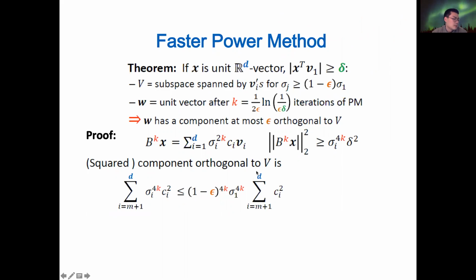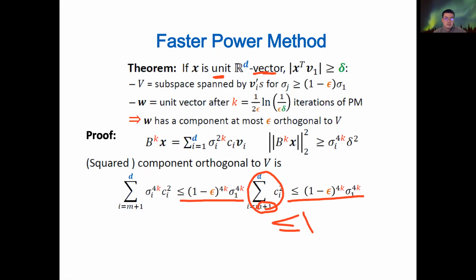In this m plus 1 to D, each term is less than or equal to this. So if we put this, then this becomes an upper bound constant, and we can take this out, and then the summation becomes this. Now we want to get rid of this term. We know that C1, C2, C3, etc. are the coordinates of the unit vector x. Since x is a unit vector, the sum of the squares of its coordinates equals 1. And if you miss some items, the first n items, this thing is less than or equal. That's why this term is less than or equal to this.